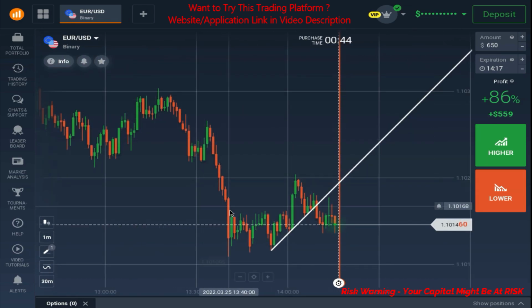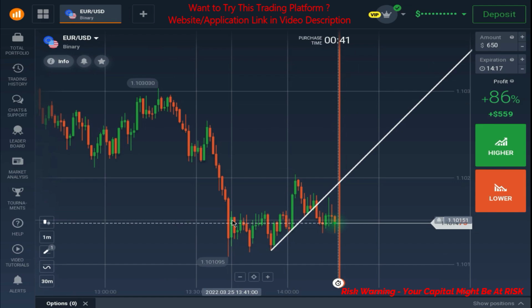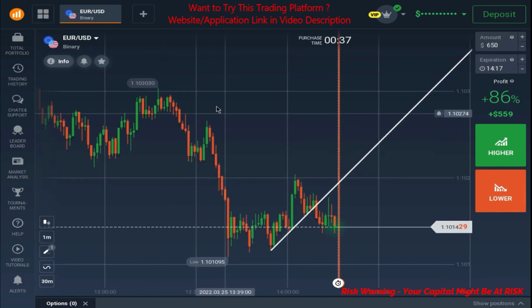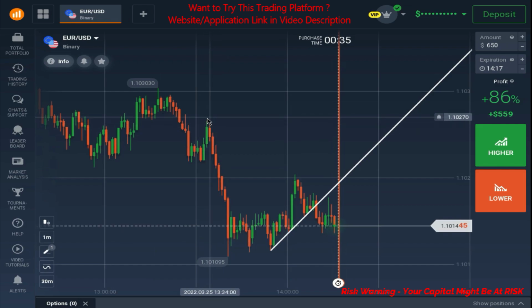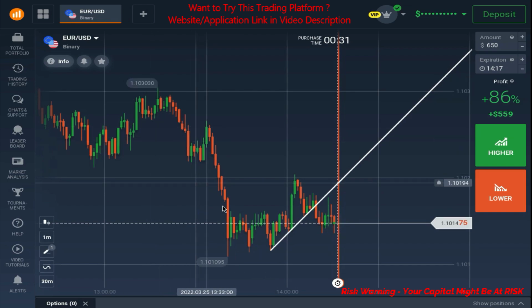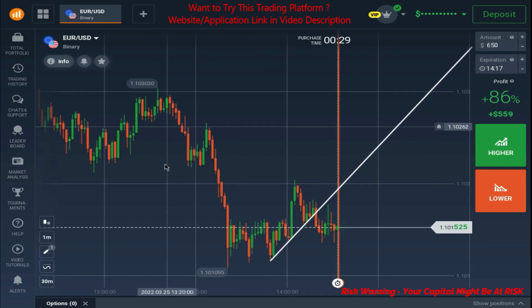Now, this is a major trend which is a downtrend. I hope that you have understood the price action here. This is the high, this is the low, this is the lower high, and this is the lower low. So that is why this is a major downtrend here.